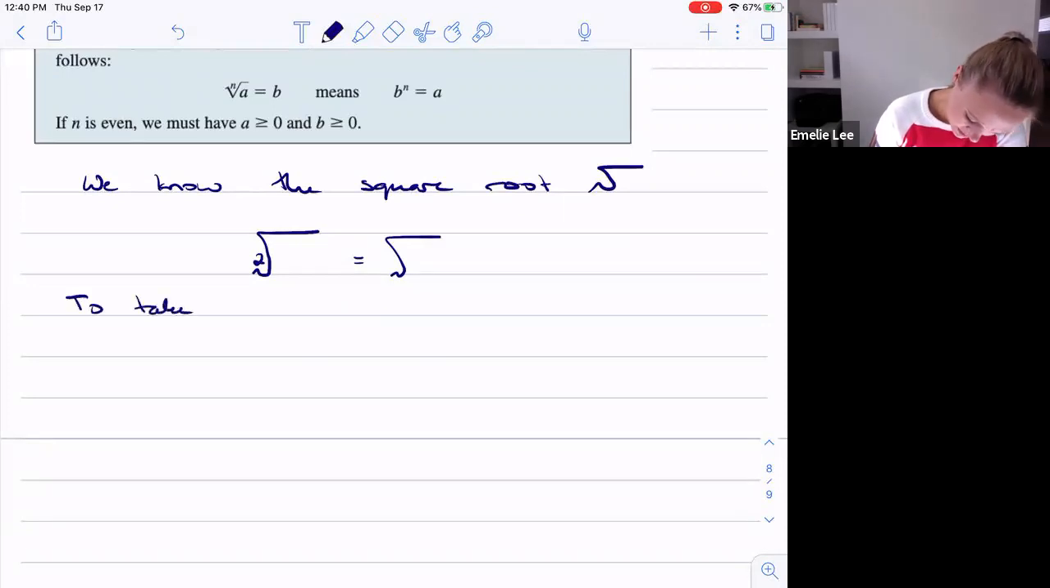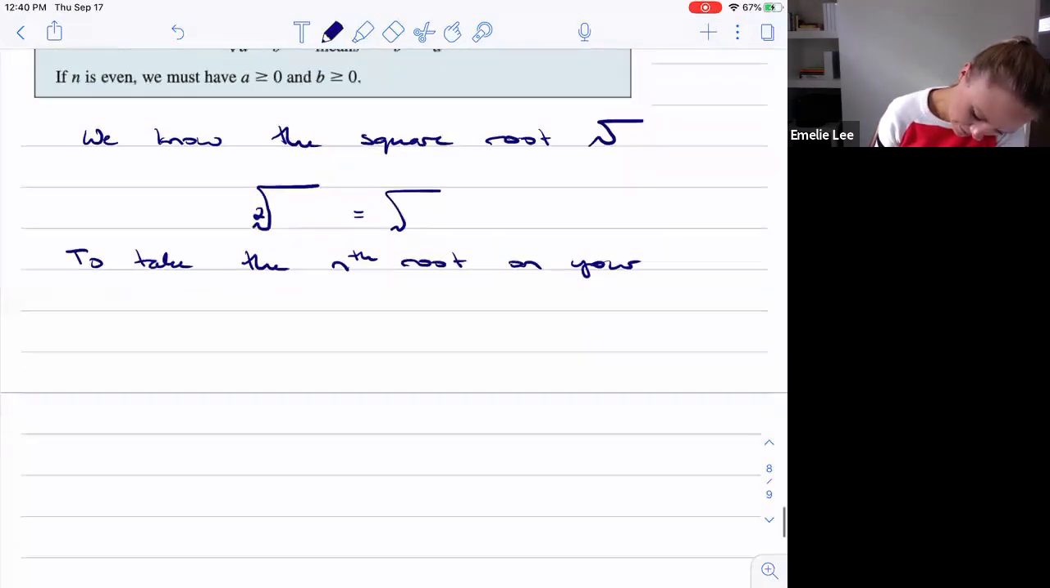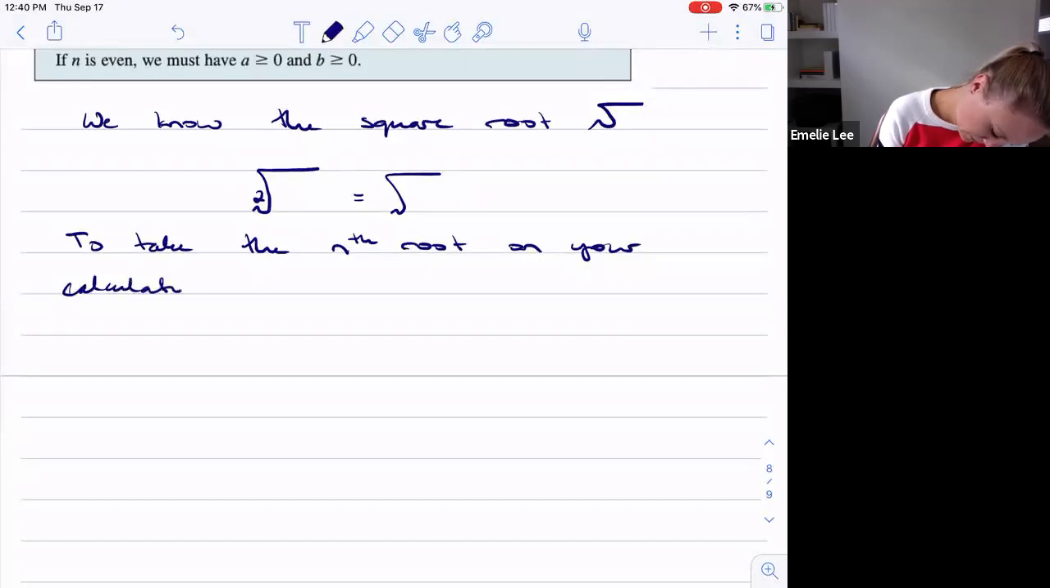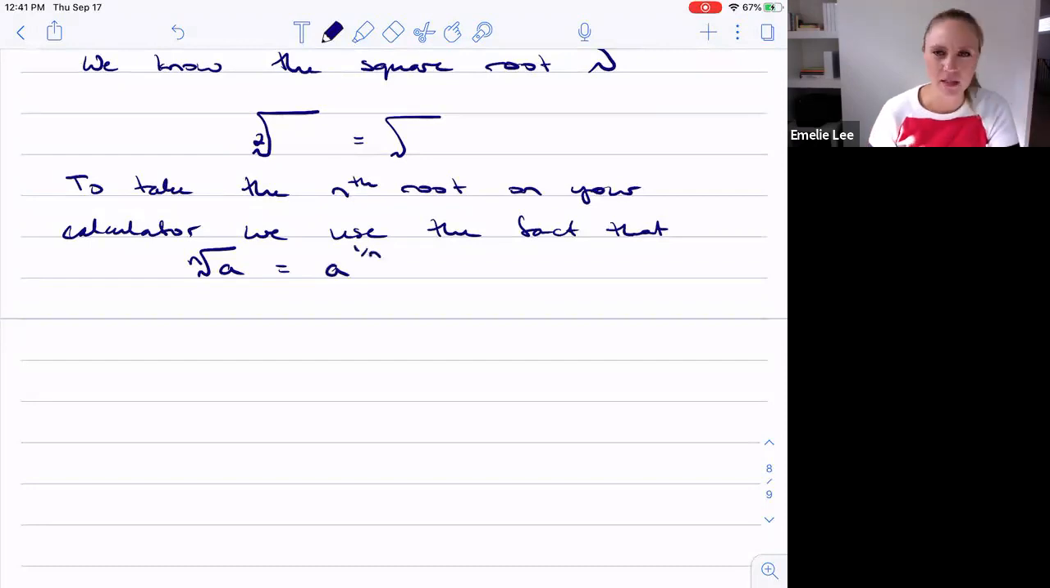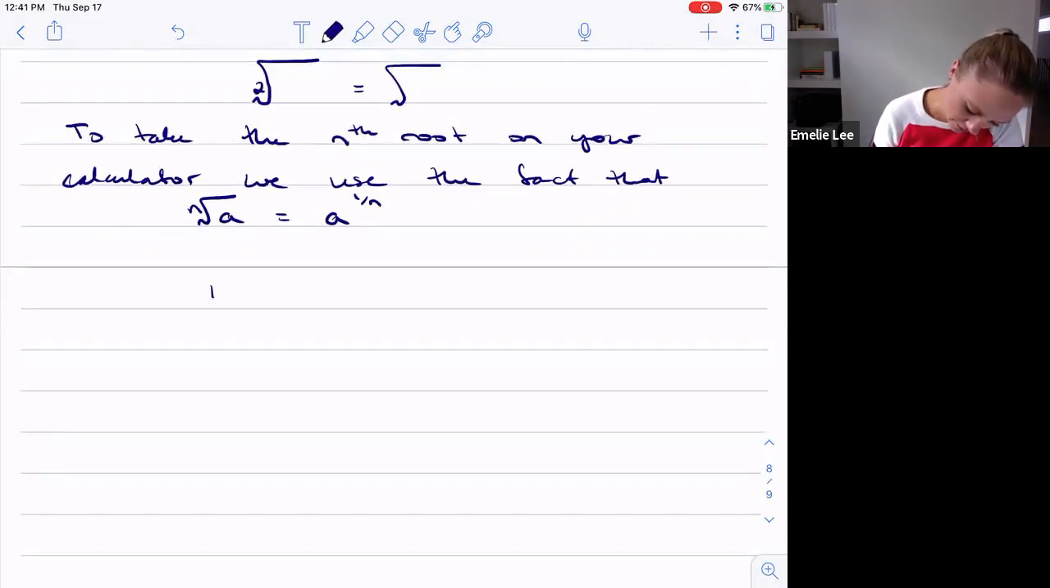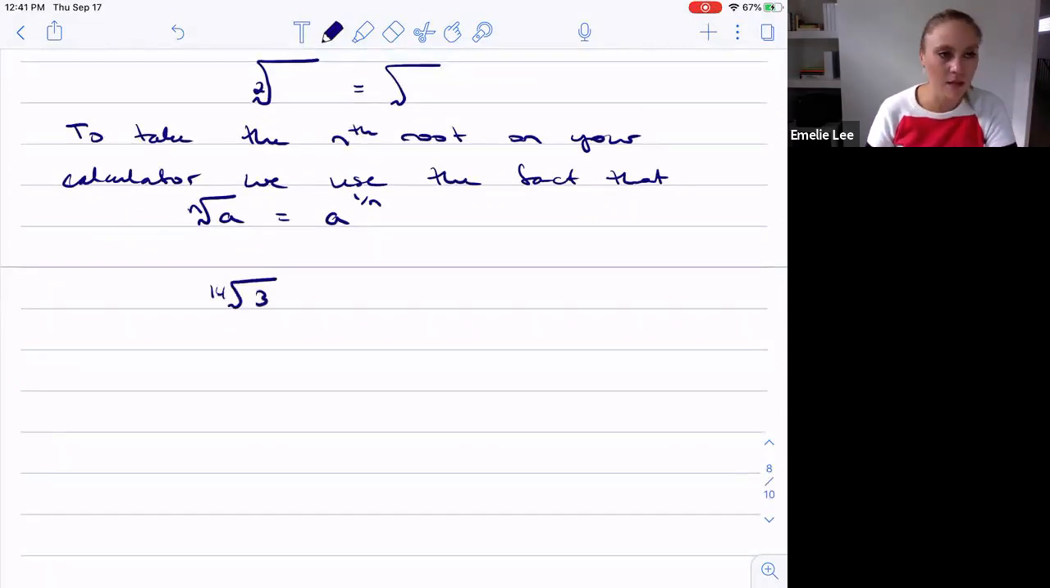To take the nth root on your calculator, we use the fact that the nth root of a is the same as a to the power of 1 over n. Okay. So if I want to take, let's say, the 14th root of 3, I should put it more in the hook there.